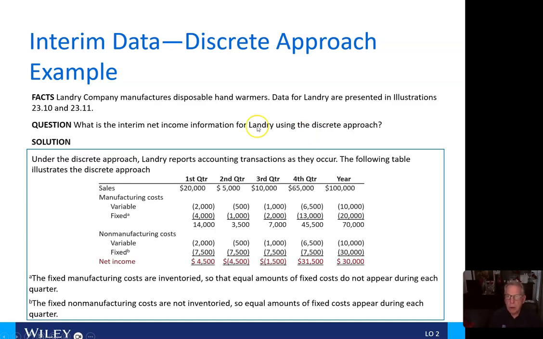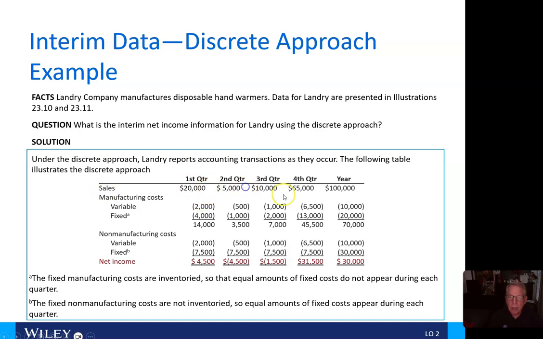Now, if we use the discrete approach, Landry manufactures disposable hand warmers. And so the data for Landry are presented in illustrations 23.10 and 23.11 in the textbook. The question is, what is the interim net income information for Landry using the discrete approach? And here, under the discrete approach, they're going to report accounting transactions as they occur. So the following table illustrates that.